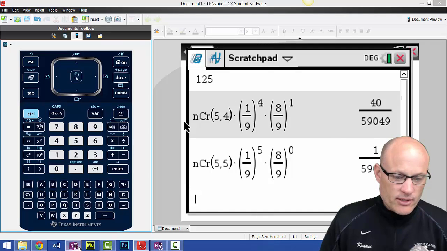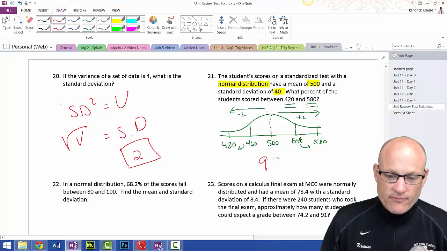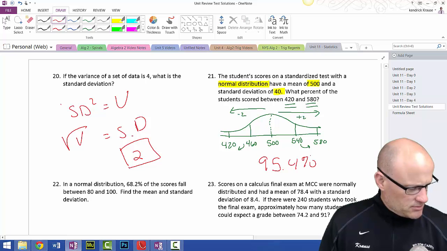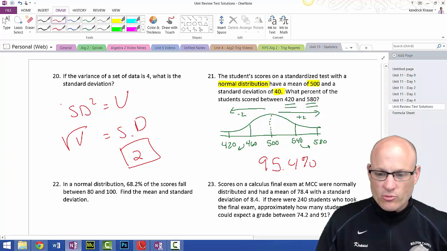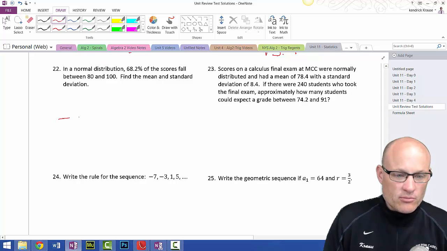I don't know why I went there. That's not where I want to go. This is where I want to go. And if I add them all up, I get 95.4%. Is this thing almost over? Oh my gosh, Kraus, you give too much homework. Right, Jordo? Normally distributed. Doom. Gonna do it.